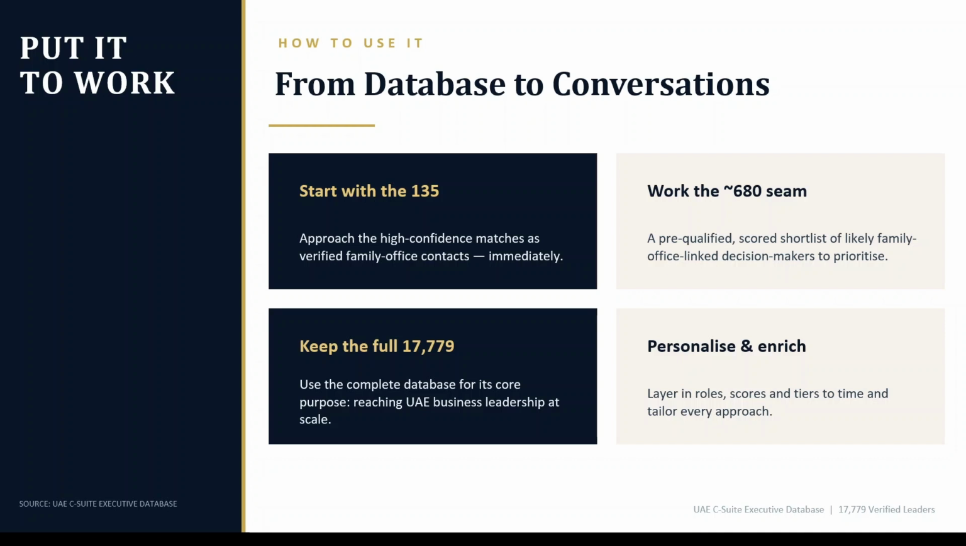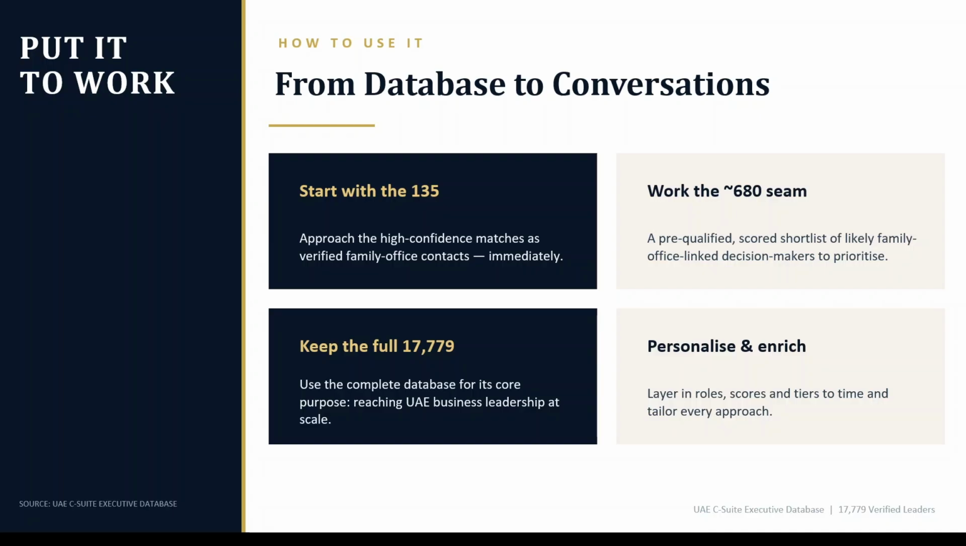I'm going to start with the 135 approach, the high confidence matches, as verified family office contacts immediately. That's what we would do to start off with any mandate. We want to hit what we call the low hanging fruit. And then I work the 680 scene. That's a pre-qualified scored short list of likely family office linked decision makers to prioritize.